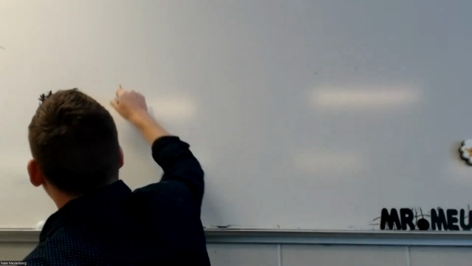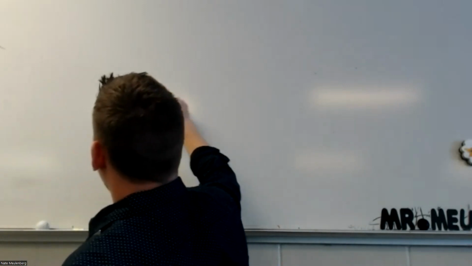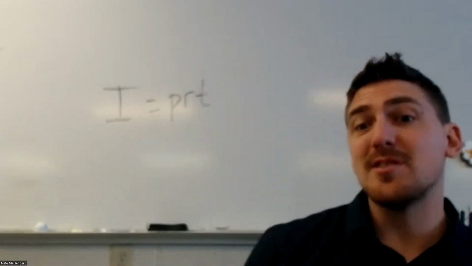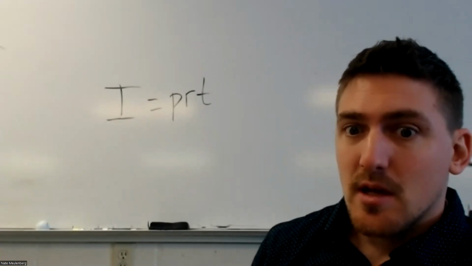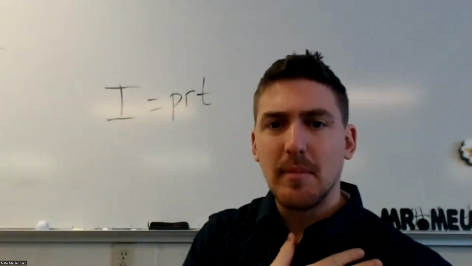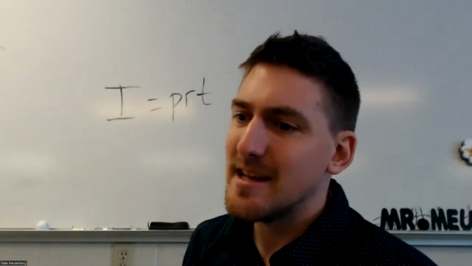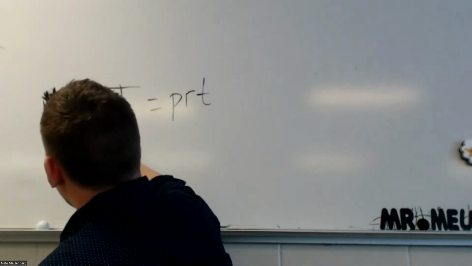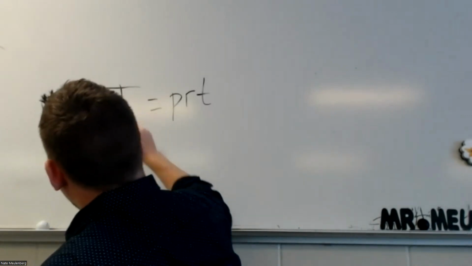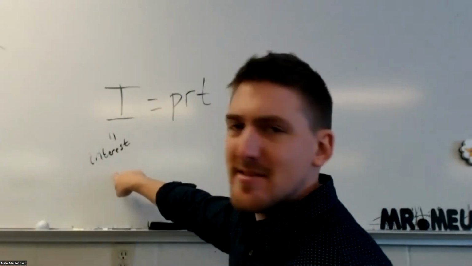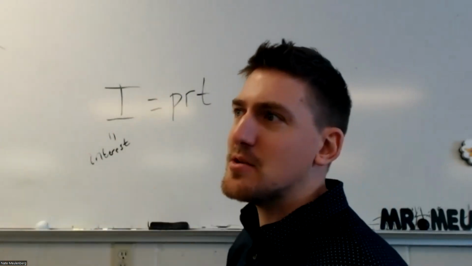Try to write with a darker marker. I equals P times R times T. So there are 4 different letters, and you need to know what each of the letters means. The first thing you need to know is, what does capital I mean? It does not mean myself. It means simple interest. So we're going to write down interest. Just like math class is interesting, the capital I is interest without the -ing.